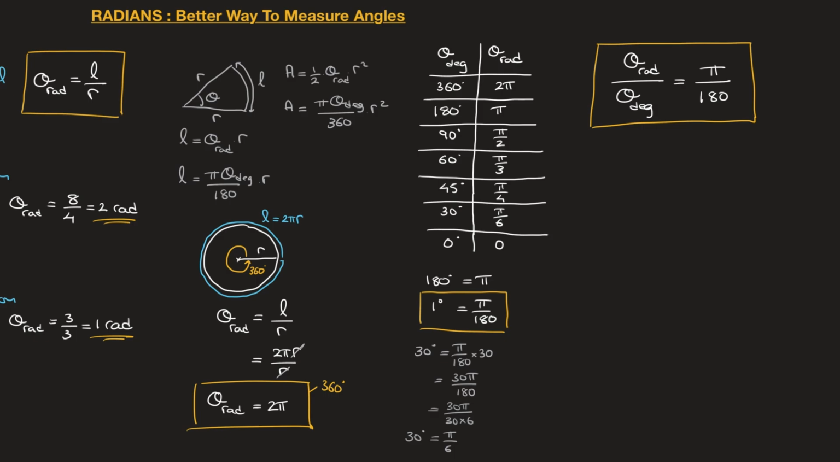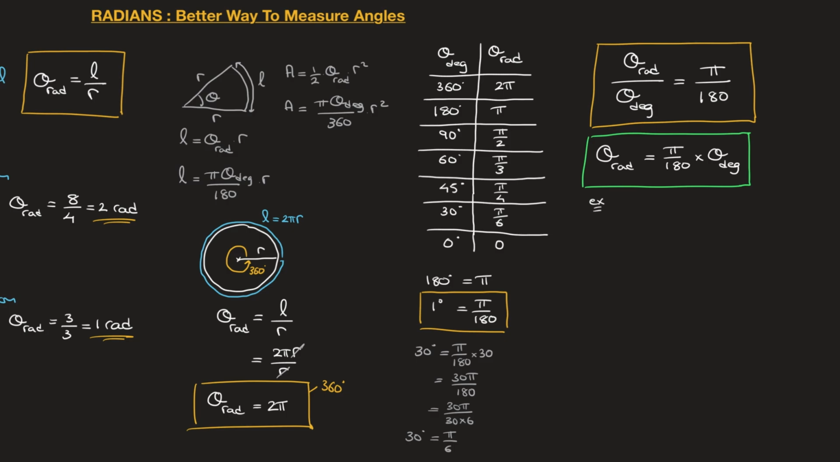And it's particularly convenient because it can be rearranged. Indeed, let's say I want a formula to find any angle in radians. Well, starting from this and multiplying both sides by theta in degrees, we can quickly state that an angle in radians is equal to pi over 180 times its corresponding angle in degrees. And we can use this formula anytime we need to convert an angle given in degrees into radians.